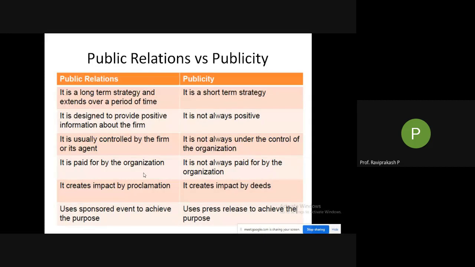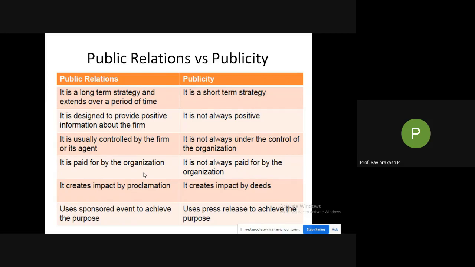That is, I am proclaiming that I am doing all these things. But here it creates impact by deeds. Even if I don't say and I do all those things, somebody, some time or after some period of time, someone or the other will take it up and publicity happens. Here, the company is not doing any promotion. They are doing their work, plus they are helping people, but they are not publicizing it. But because of the good deeds, it happens on its own. That is what it means to create impact by deeds, what they do.